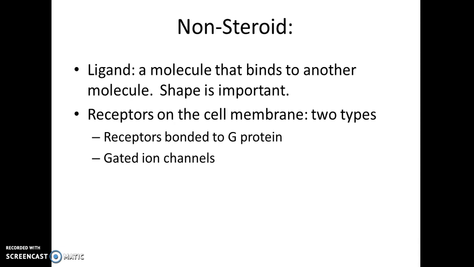So as we talked about non-steroid hormones, we're going to focus our attention on receptors on the cell membrane. And there are two types. There are receptors that are bonded to the G protein, and there are gated ion channels. And I hope you're getting all this down. Remember, hit pause if you need to.